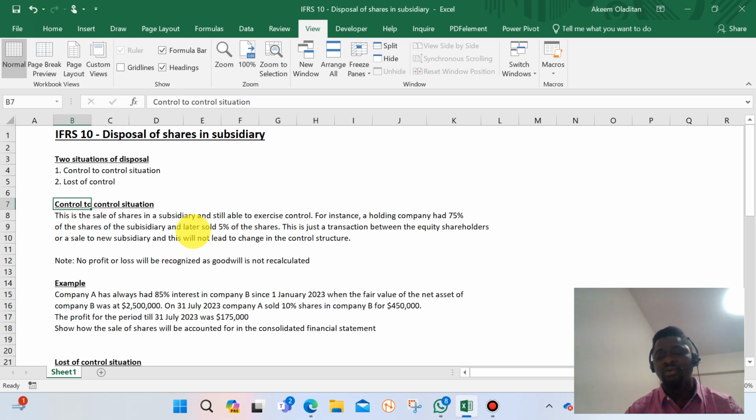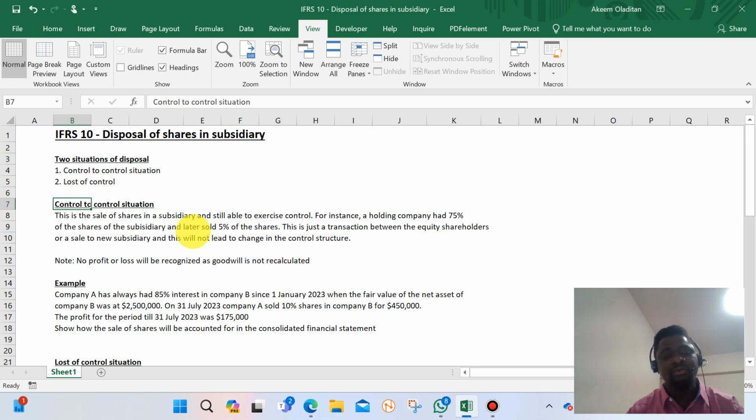This can occur in a situation where, for instance, a holding company has 80% or 75% of the stake in a subsidiary and sells part of the shares. Let's say, from the 80% or 75%, it now sells 10% of it. It means the holding company still holds more than 50% of the shares of the subsidiary. That is still control. So in this situation, we don't see it as a disposal. We see it as a transaction between equity shareholders.